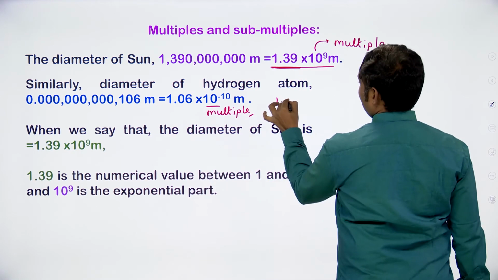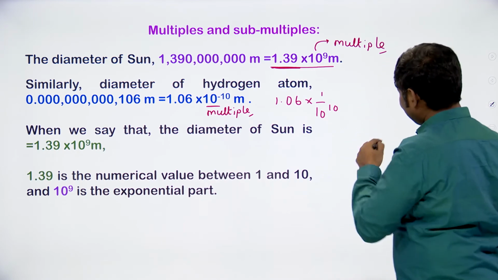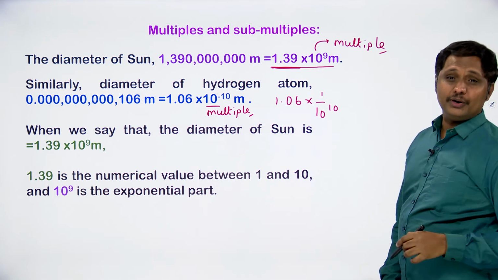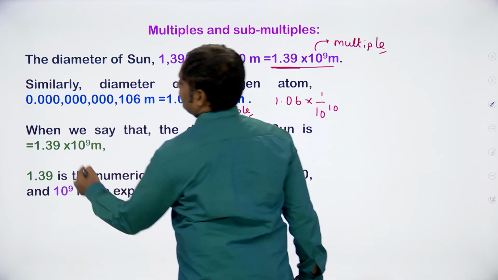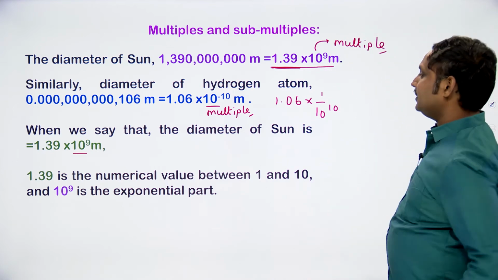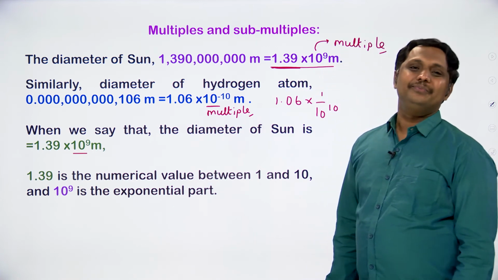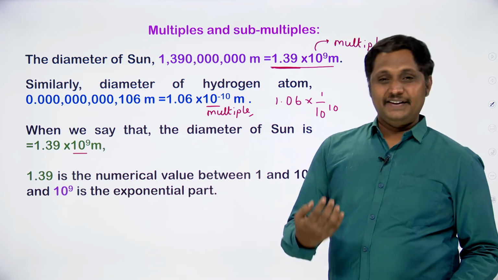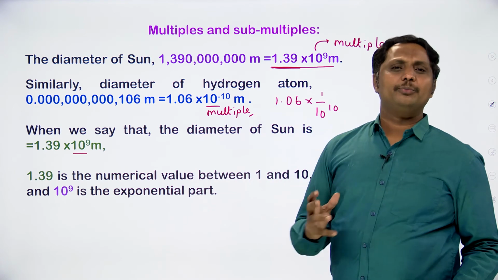That is 1.06 into 1 by 10 power 10. You are going to get 1.39 into 10 power 10 meter. It is very clear. We can say that the diameter of the sun is 1.39 into 10 to the power of 9 meter. Here, we confirm that 1.39 is the numerical value. It is going to be between 1 and 10, and if it is very near to 10, like 9.9 something, we approximate it as 10.